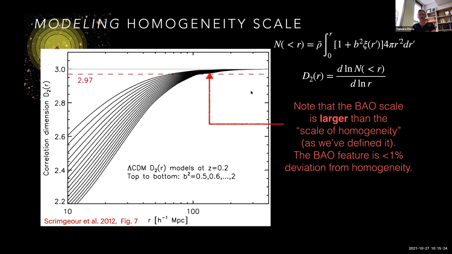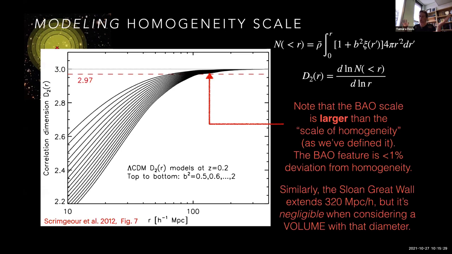Also things like the Sloan Great Wall, which is on the order of 300 megaparsecs. But even something that large is sort of negligible when you consider the fluctuation it contributes to a volume of that diameter. So while we've mentioned that the homogeneity scale is something close to a little bit under 100 h inverse megaparsecs, it's dependent on the bias of the galaxies. And also you can have significant structures larger than that scale of homogeneity, and that's consistent with lambda CDM as well.